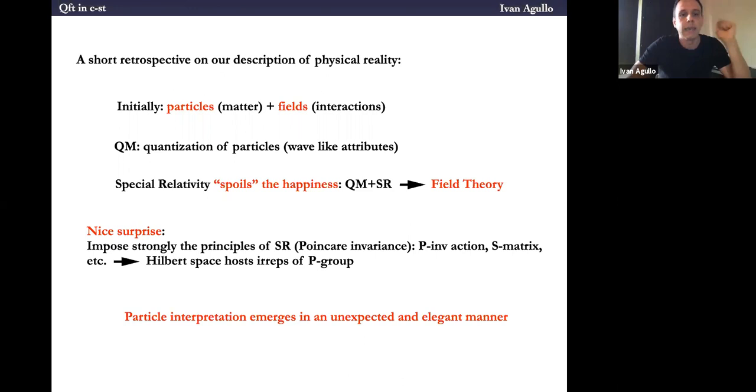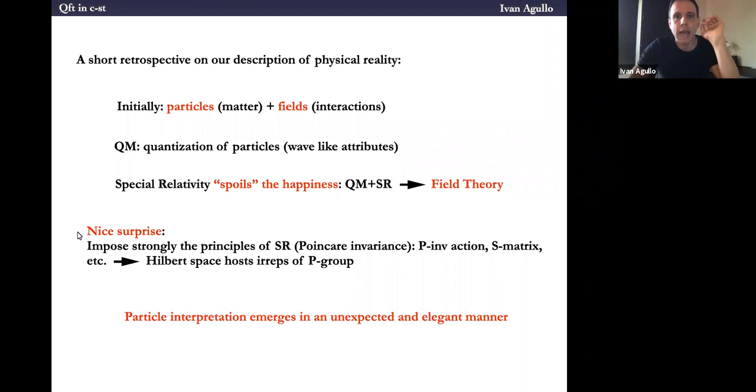But there is a nice mathematical and physical surprise. If you impose strongly special relativity principles, Poincaré invariance, so you ask your action to be Poincaré invariant, S matrix, etc., then you find that Hilbert spaces host irreducible representations of the Poincaré group. And this means that there is a basis of quantum states that have attributes like energy, momentum, spin, mass, and all the attributes of particles. So in this quite unexpected manner, the particle interpretation emerges from a field theory. So still we are describing fields, but there are some states which reconcile the theory with our perception of particles as such.